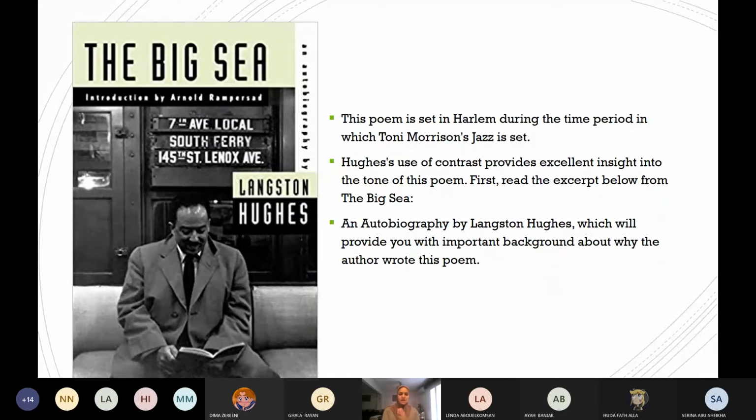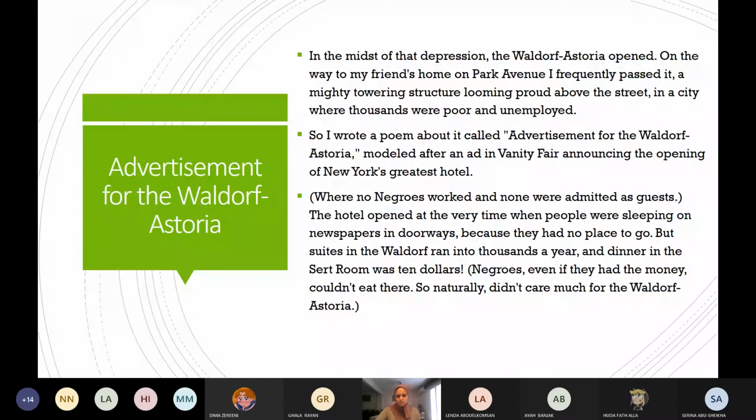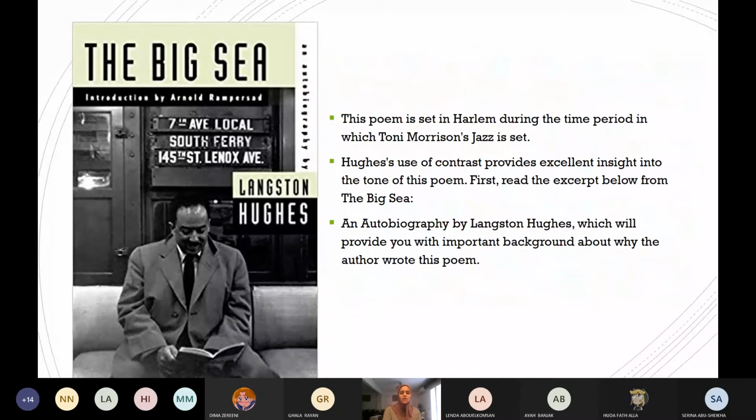So we read the excerpt from The Big C, an autobiography by Langston, which will provide you with important background about why the author wrote this poem. What is an autobiography? A person's life written by himself. What we read now is the part of his autobiography about when he wrote this poem, in the time of the Great Depression, the time Toni Morrison wrote Jazz.